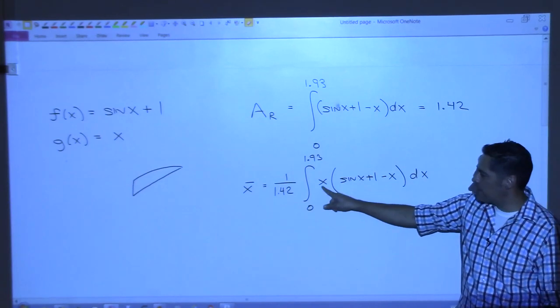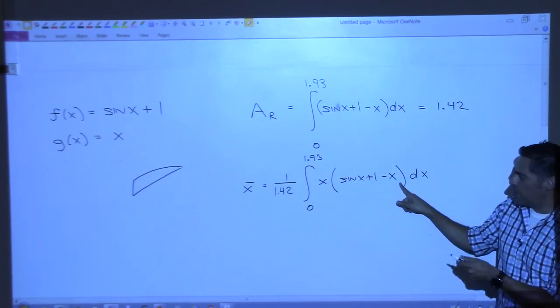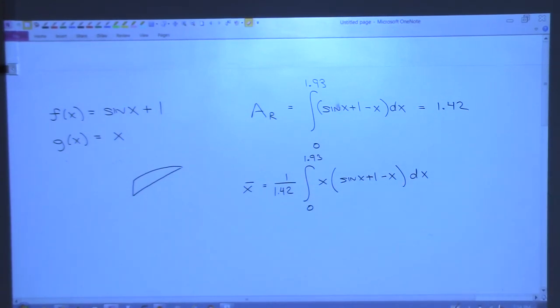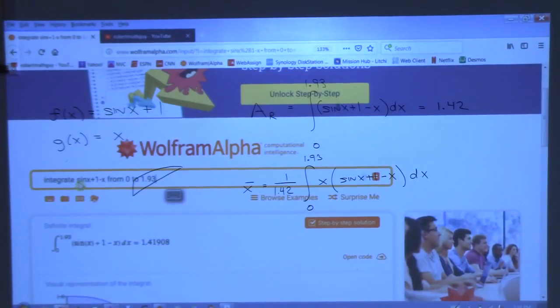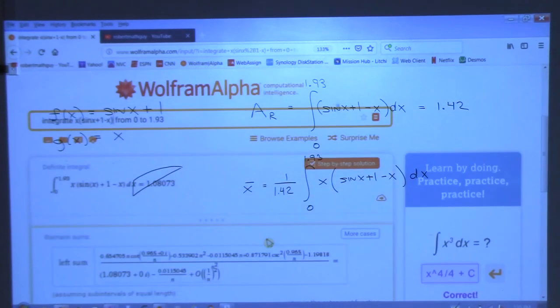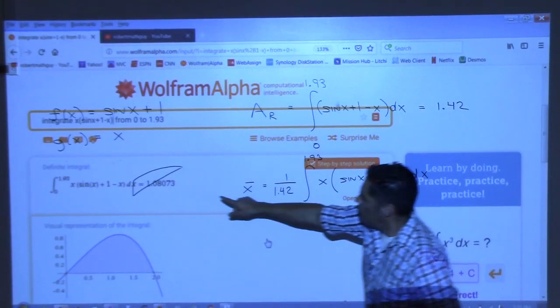Okay, so here's x. Here's f of x minus g of x. That was the formula for x bar. And then here's 1 over that. So I'm going to type that into the computer. So I want to integrate that. The only difference is I want to put an x out front, right? And want to go from the same thing. Let me go ahead and get that answer first. I get 1.08.